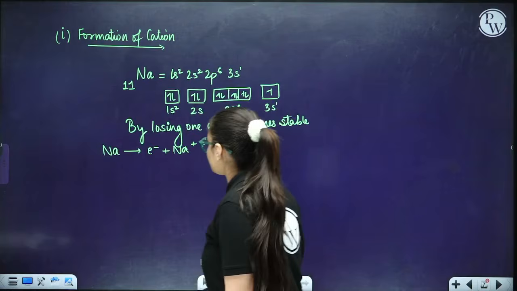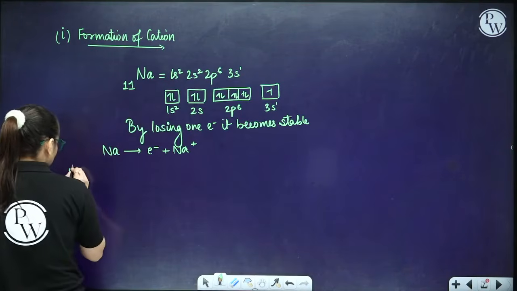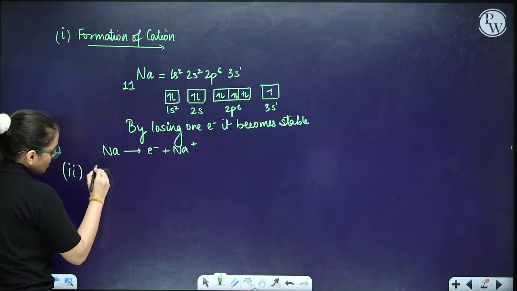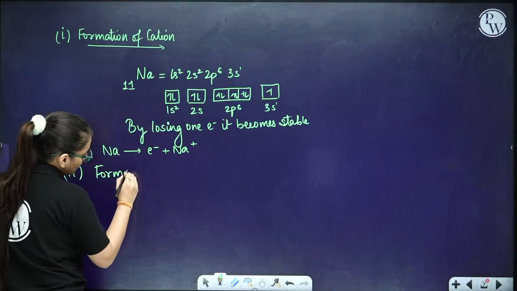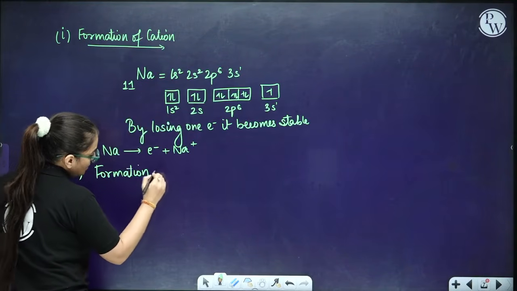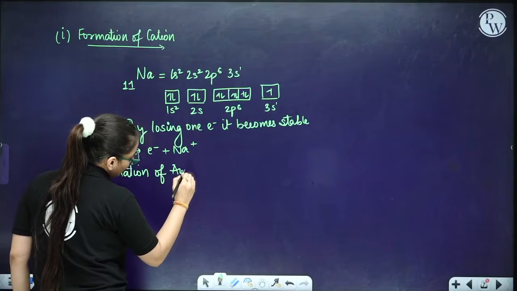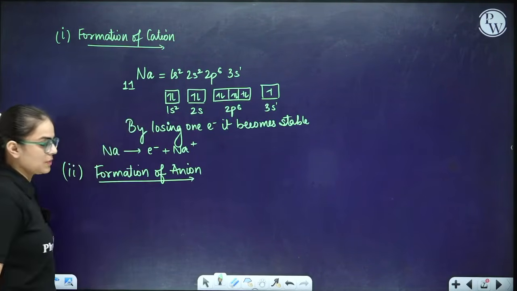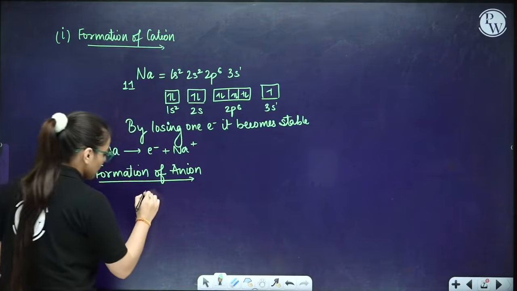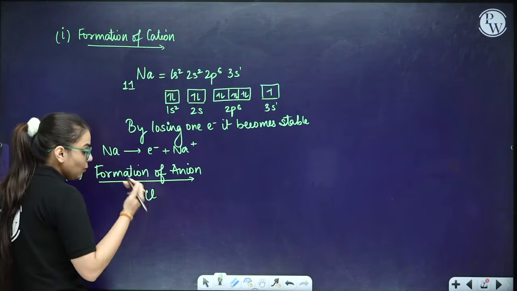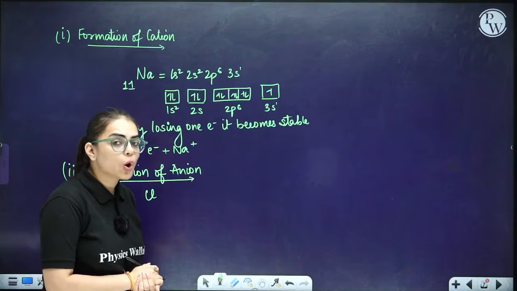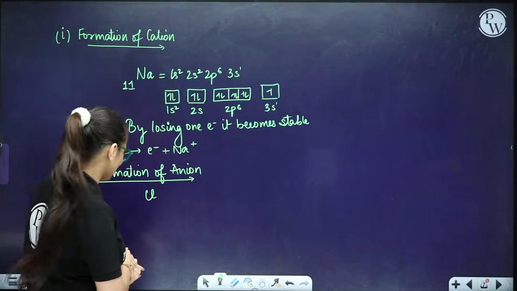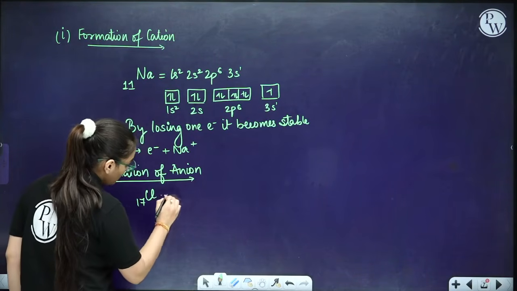The next step, the second step, is formation of anion. Formation of anion. Now see, what happens? Now let us talk about chlorine. Chlorine has what atomic number, students? Ma'am, chlorine has 17. So we are going to write it.